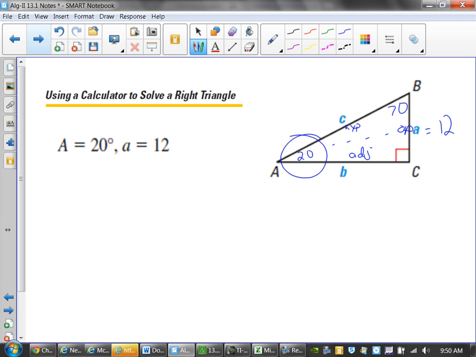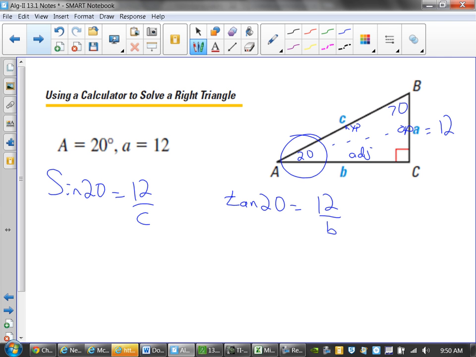So if I'm going to solve for side C or side B, what are the 2 trig functions we're going to use with a 20-degree angle? Sine and tangent. So the sine of 20 would be 12 over C. We agree on that? And then the tangent of 20 would be 12 over B.